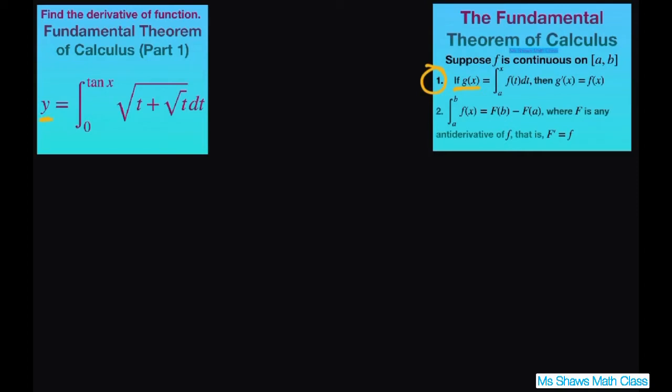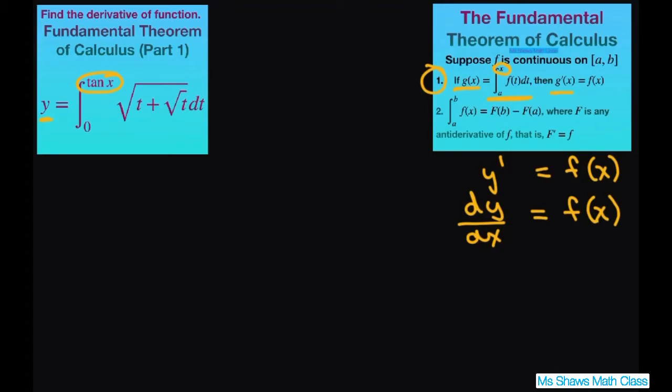So basically, we want to make it look like this. And the problem is we have a tan of x here in the upper limit, and it should be x, so we're going to have to correct that. And then instead of g of x, I'm going to call this y prime, since we have y, should equal f of x. Or you could say the derivative of y with respect to x should equal f of x.